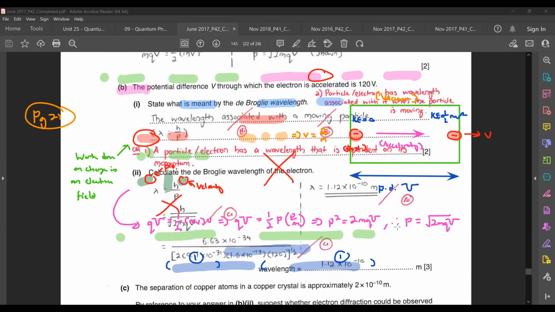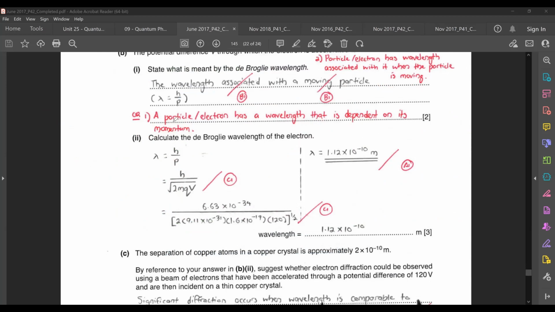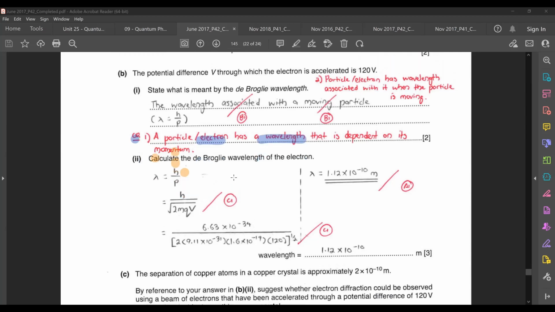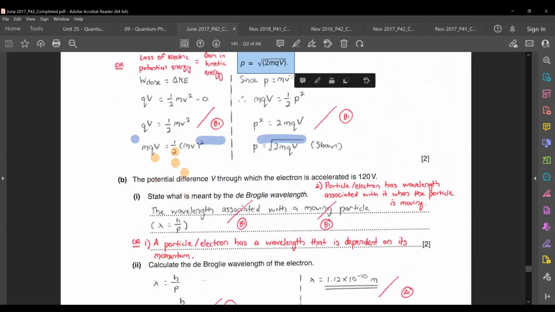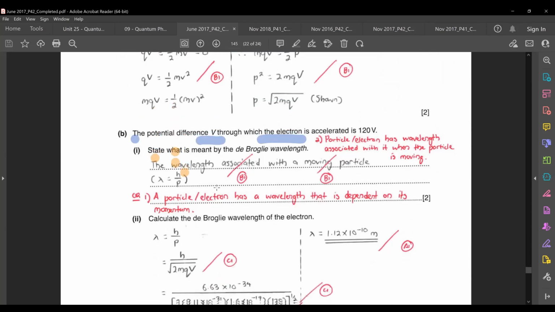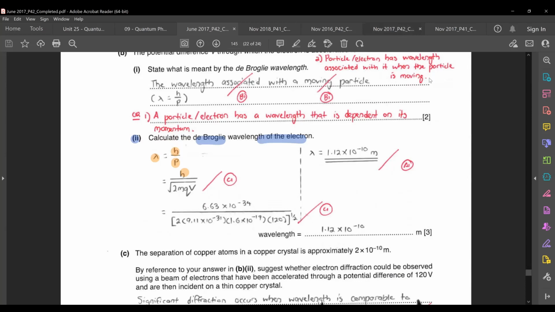And then from there, they want you to calculate the de Broglie wavelength of the electron. You use your de Broglie wavelength equation: lambda is h over p. Okay, and here, although you do not know the momentum directly, you did something related to it in the earlier part of the question, where you say that momentum is the square root of 2mqV. So you replace p with the square root of 2mqV.